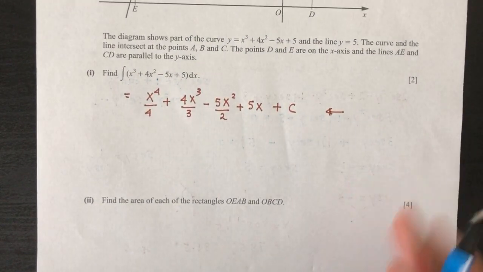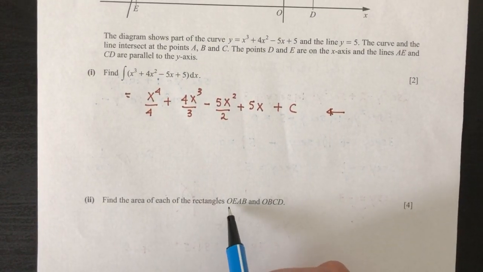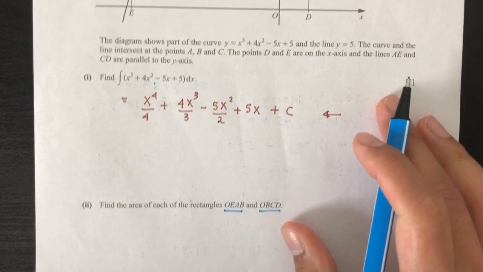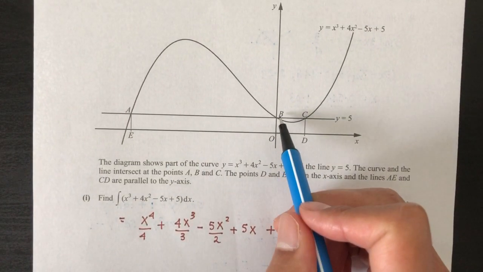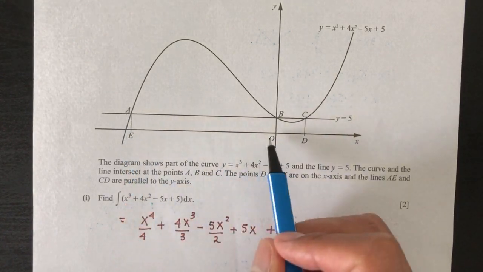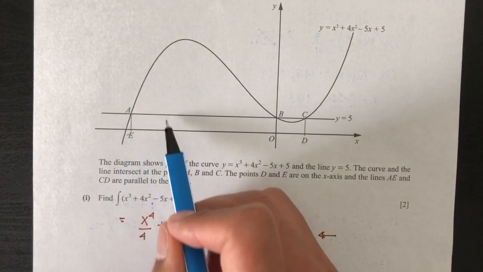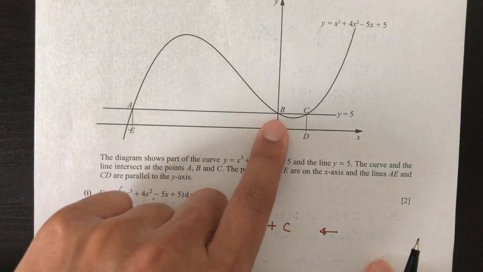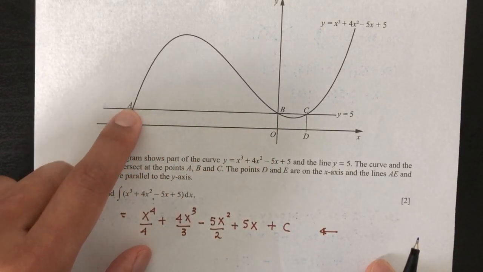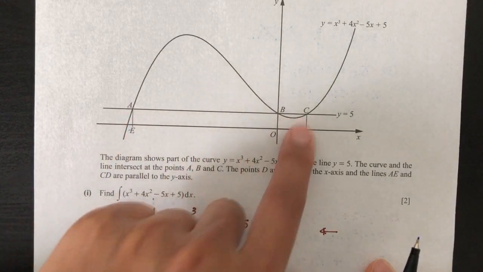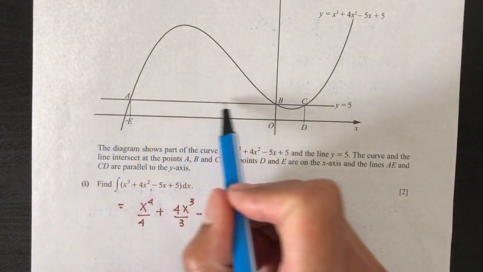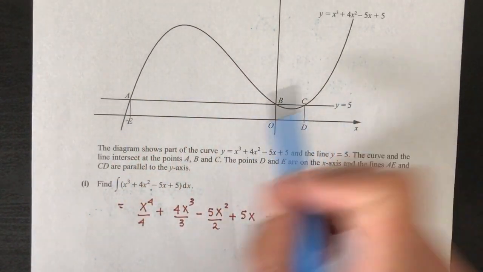Now part 2 is to find the area of each of the rectangles OEAB and OBCD. So OEAB, this one and this one. To find the area of the rectangles, we have to first find these points. What are points A, B, and C? To find those points, we have to use this line and this curve because they intersect at those points. So let's write this down.